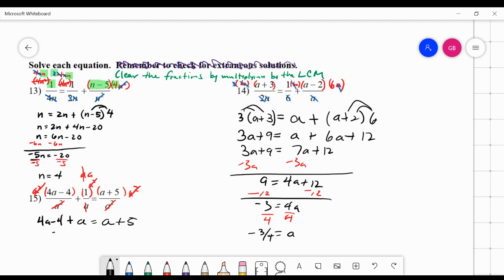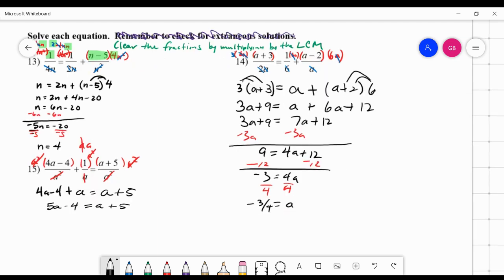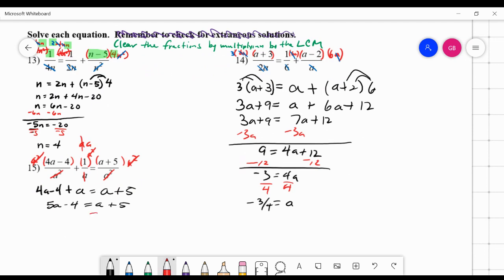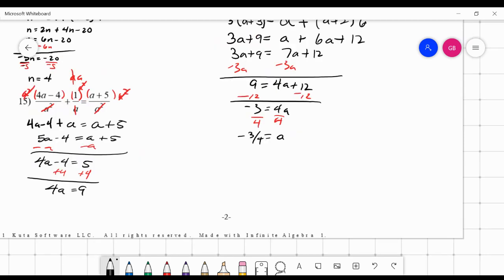Okay, combine like terms. 5a minus 4 is equal to a plus 5. Subtract a from both sides. 4a minus 4 is equal to 5. Add 4 to both sides. 4a is equal to 9. And then finally, divide by 4. So a is equal to 9 over 4.